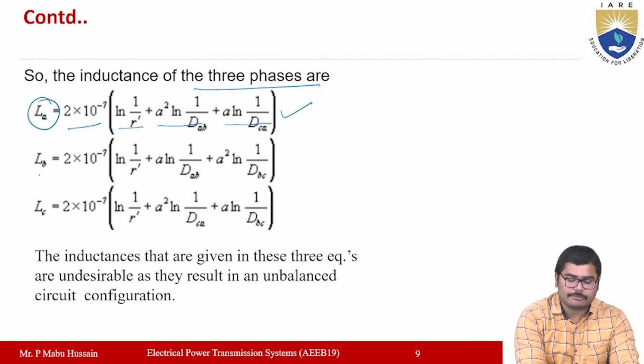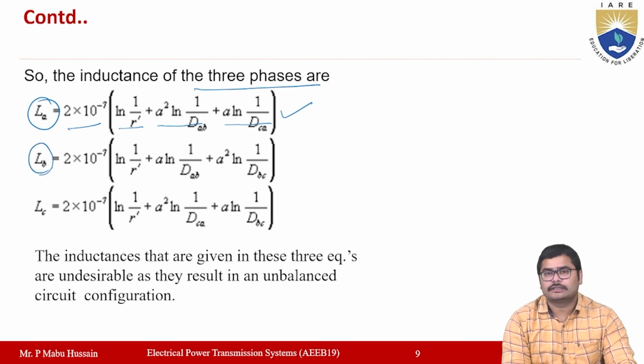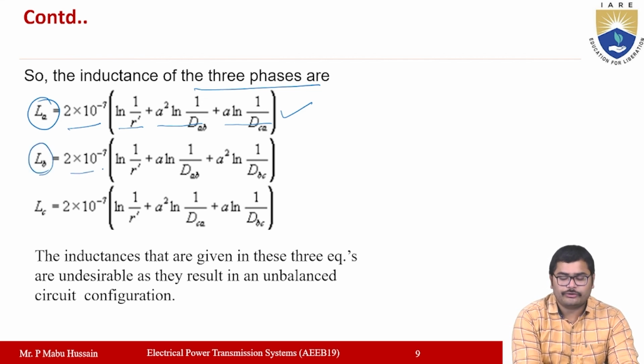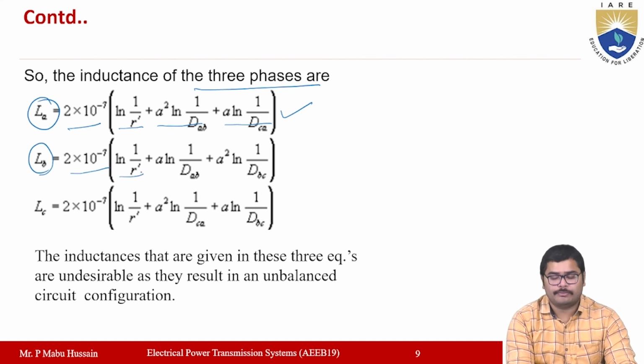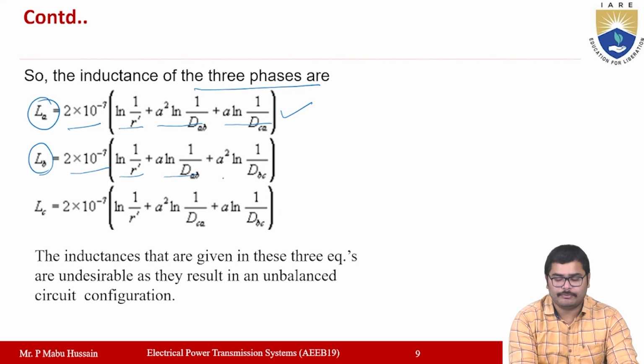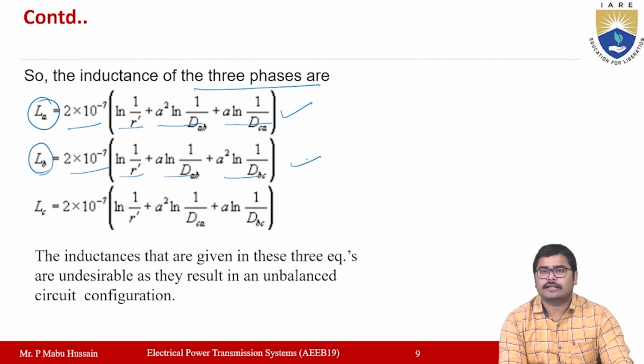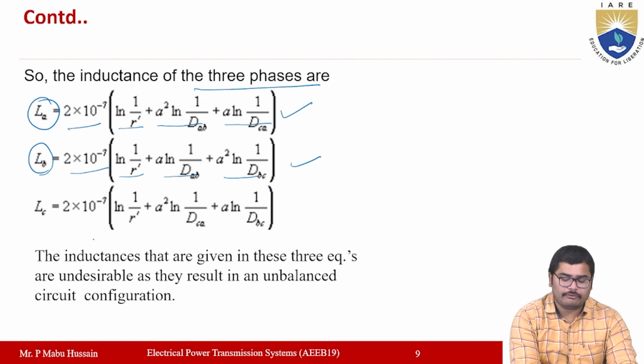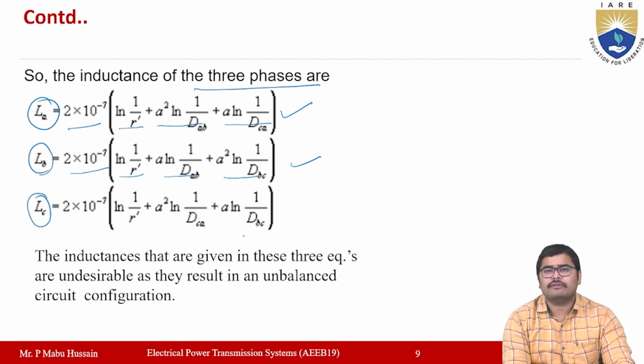So the inductance of phase B is LB. This value is equal to 2 into 10 power minus 7 into ln 1 by r dash plus a into ln 1 by dab plus a square into ln 1 by dbc. So this is the inductance of phase B. And finally, the inductance of phase C.